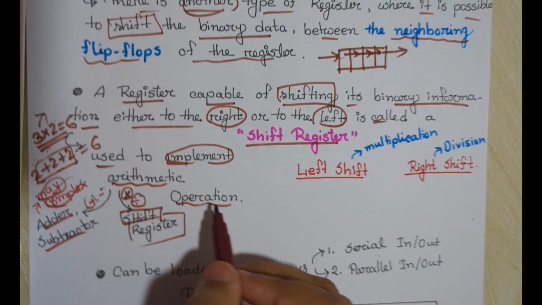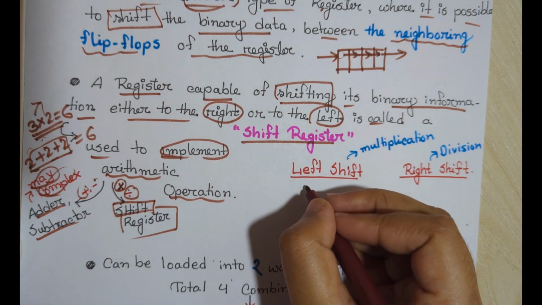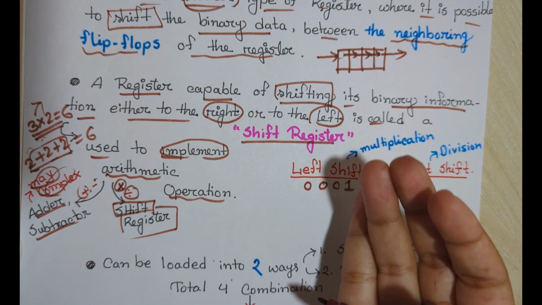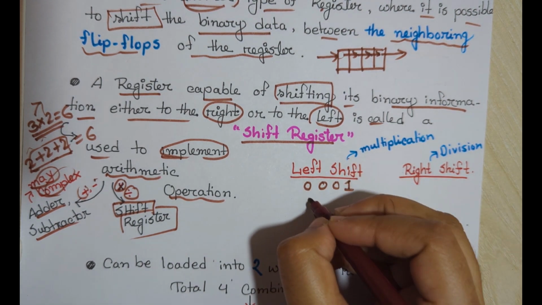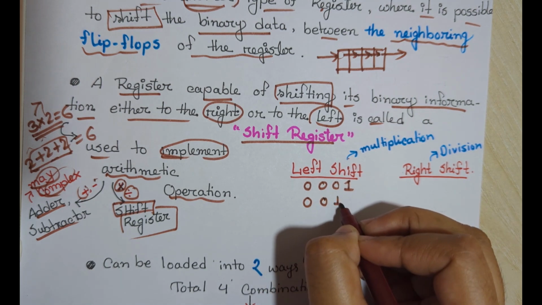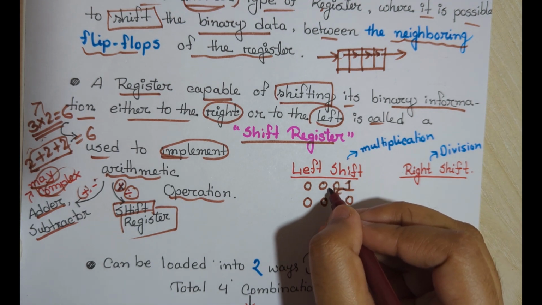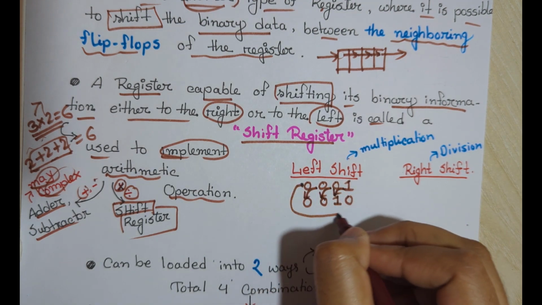Let's see how it does. First of all, let's understand what left shift and right shift are. Suppose we have binary information of 0, 0, 0, 1. Left shift means it will shift this bit 1 from this position to the next, so after shifting the binary information will be 0, 0, 1, 0. Which means this 1 is shifted here, this 0 is shifted here, this 0 is here, and this 0 is here.